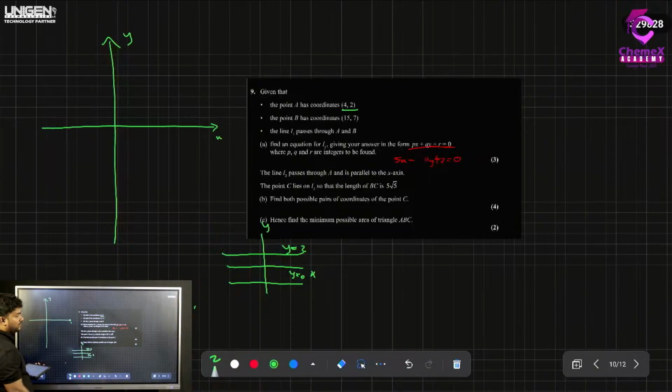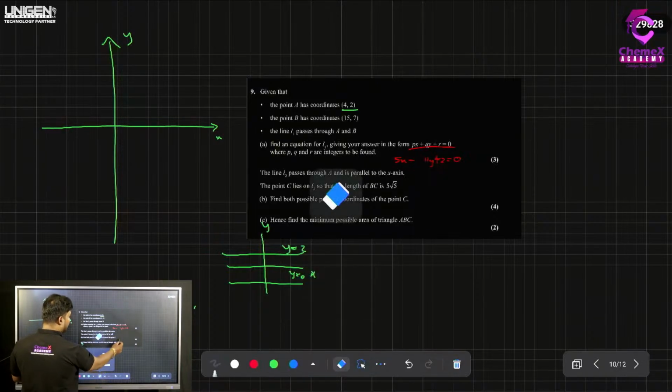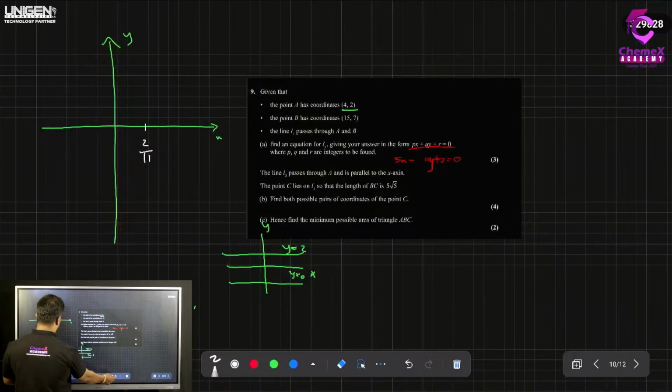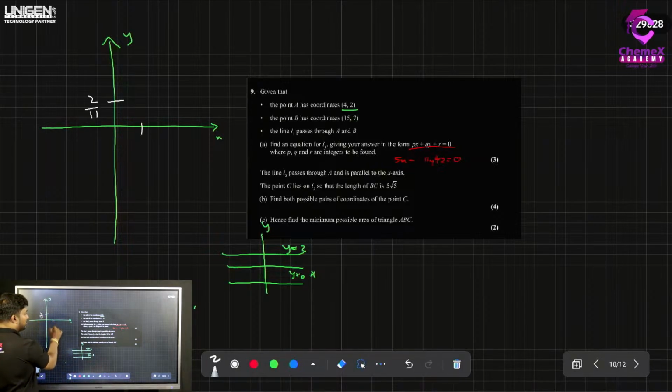When x is 0, what happens here? When x is 0, minus 11y plus 2 equals 0, so y is 2 over 11. So let's say 2 over 11 is somewhere here. Okay, then when y is 0 what is x? It's going to be minus 2 over 5. Sorry, I made a mistake. It's 2 over 11 somewhere here. When y is 0, it's going to be minus 2 over 5. So minus 2 over 5 is where?